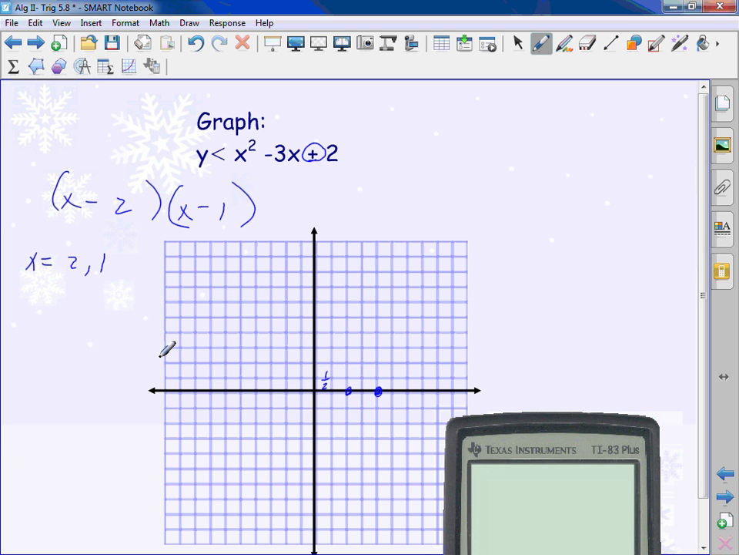Now I need to find my vertex. To find my vertex, 2 plus 1 divided by 2. You take your intercepts, add them together, divided by 2. 2 plus 1 is 3 halves, which means 1.5. So it's 1.5. It's on this line. I take this number and put it into the problem.